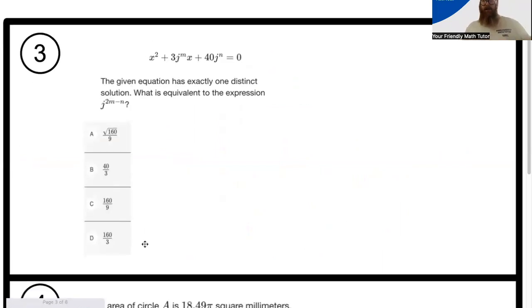Okay, so the given equation has exactly one distinct solution. What is the equivalent expression to j to the 2m minus n? All right, so this one is very complicated, but we need cues to help us get started. So the cue here is if you're talking about the types of solutions to a quadratic, it is going to be the discriminant b squared minus 4ac. And if it has exactly one solution, that's going to equal 0.